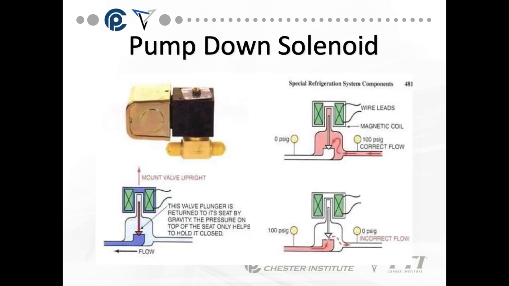Some systems will have a pump down solenoid. A pump down solenoid, all it does, it's controlled by the thermostat, and it allows the system to pump all of the refrigerant into the high side of the system. And it holds it between the compressor and the metering device. It holds it before the metering device so that there's no liquid refrigerant that can migrate to the evaporator during the off cycle.